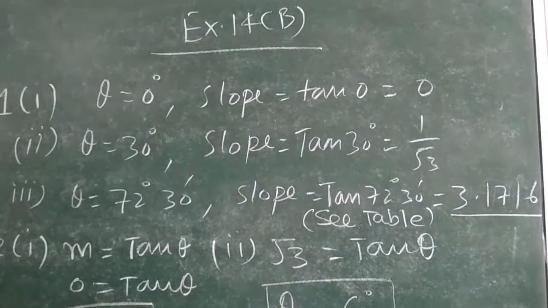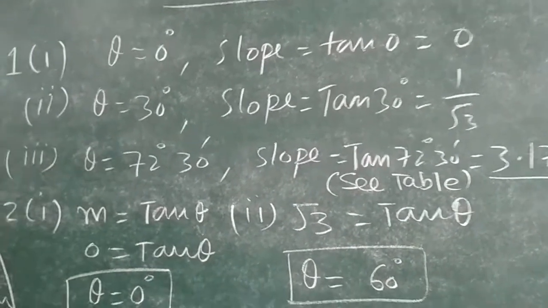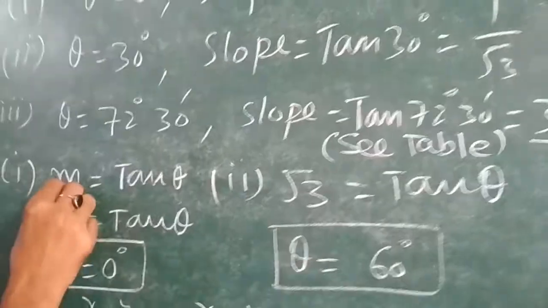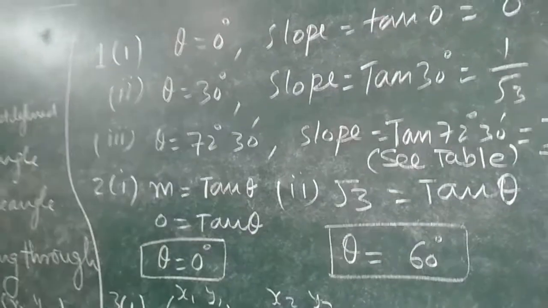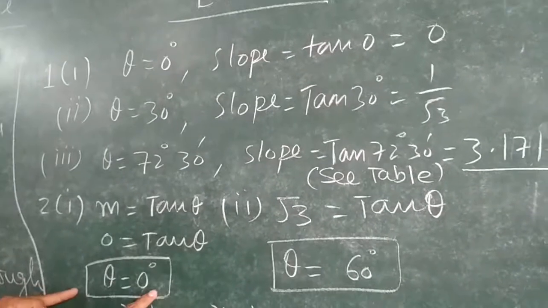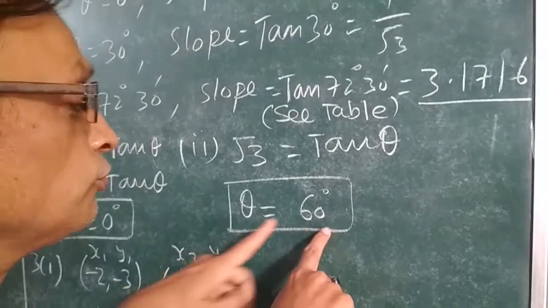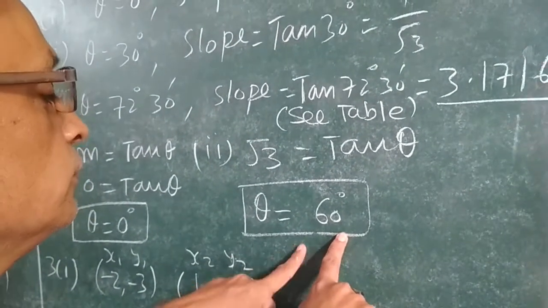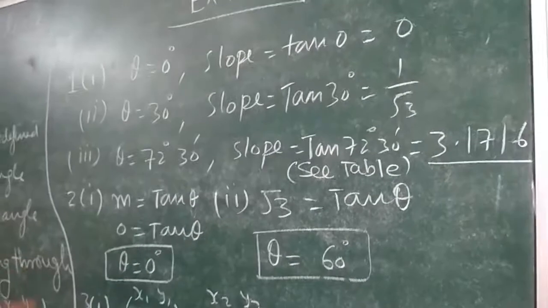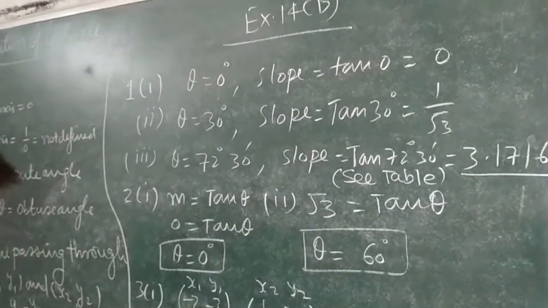Second question, you are given the slope and we have to find the inclination. Here m equal to tan theta and m equal to 0. So 0 equal to tan theta, theta equal to 0 degree. In the same way, root 3 equal to tan theta, theta equal to 60 degree. Clear? So in this way you can find the inclination if you are given the slope.